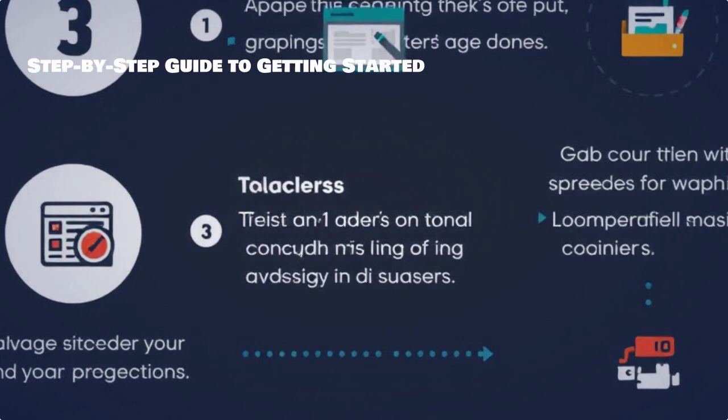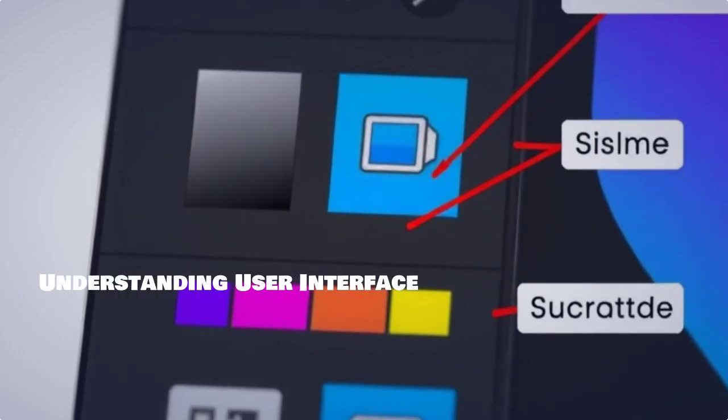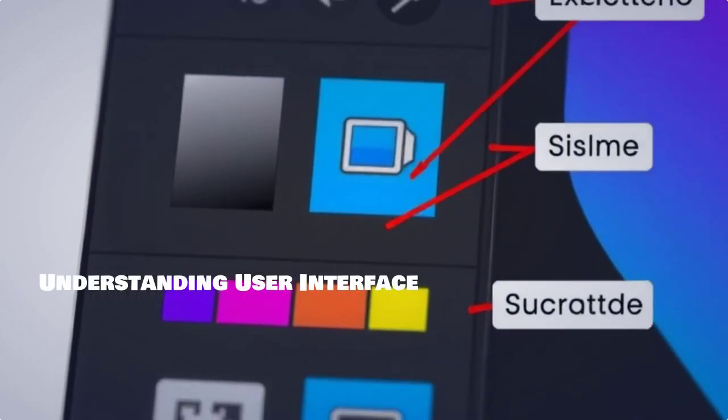First, download the software or create an account on an online platform. Next, initiate a new project and choose the right template. Understanding the user interface is crucial. Familiarize yourself with the toolbar, layers panel, and workspace layout to navigate seamlessly.